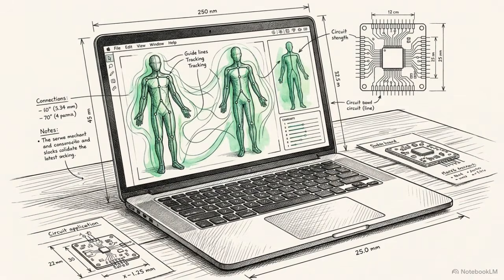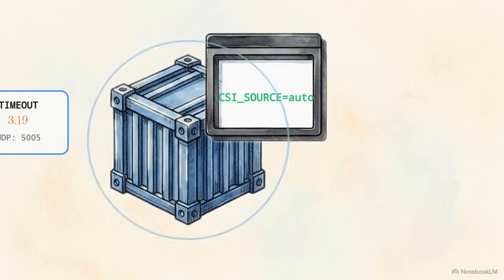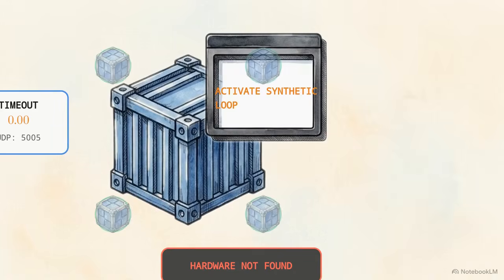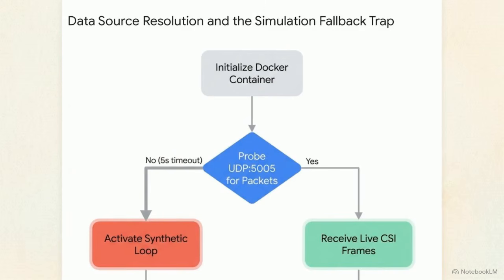The hundreds of viral videos displaying active, real-time tracking from a single laptop were actually broadcasting a false positive illusion. They were triggered by a highly specific architectural quirk in the RuView software's default Docker container. This logic tree shows the default configuration.